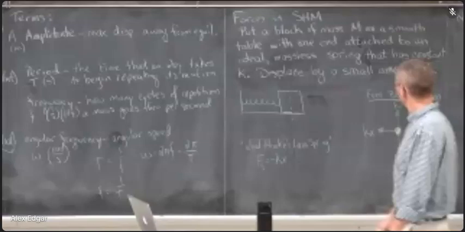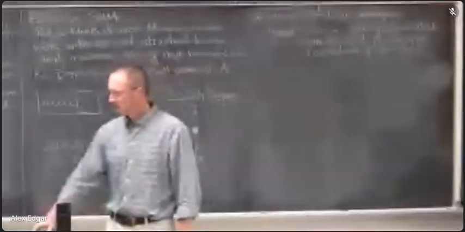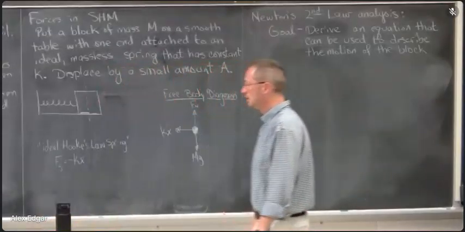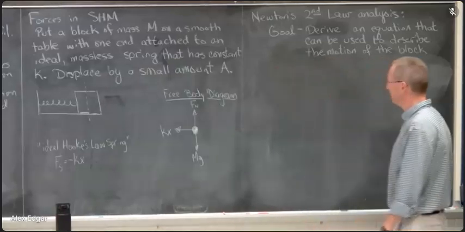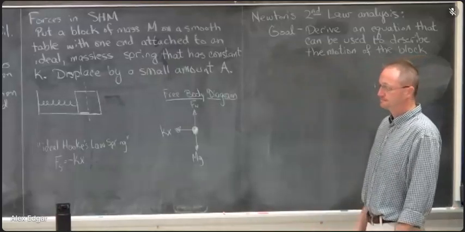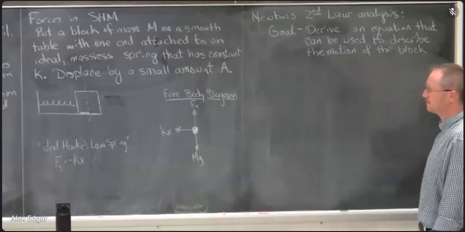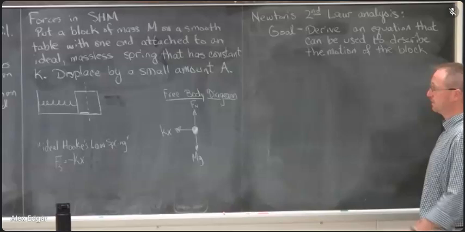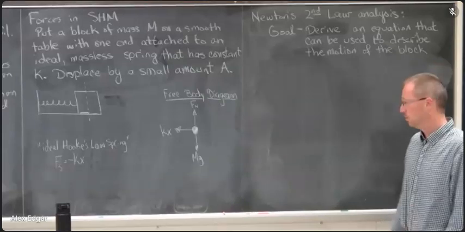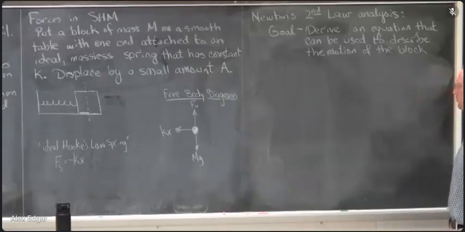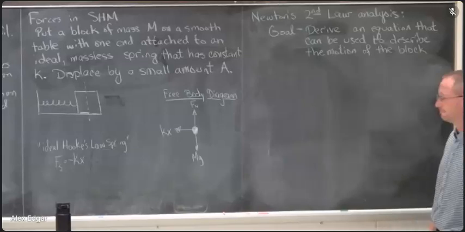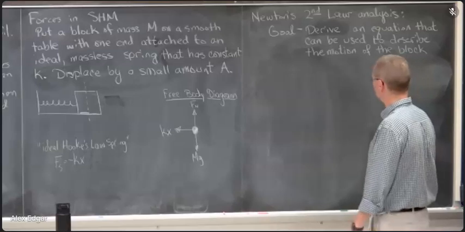Now that we have a free body diagram, let's use Newton's second law to analyze the motion of that mass. Previously, we did a kinematics analysis of the mass, and we ended up with some kinematics graphs, and then the kinematics equations to go along with the graphs. Now let's use Newton's second law, and our goal is to end up with a usable equation to describe the motion of the block.